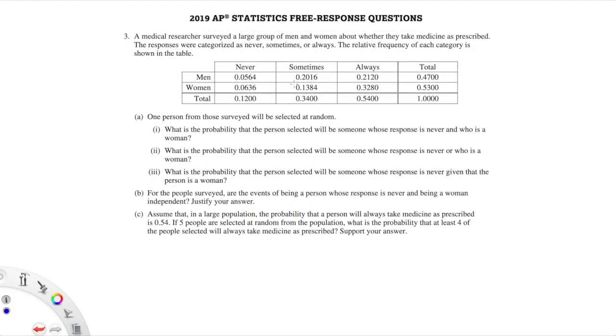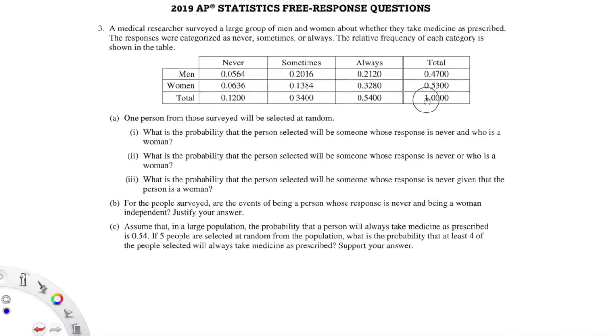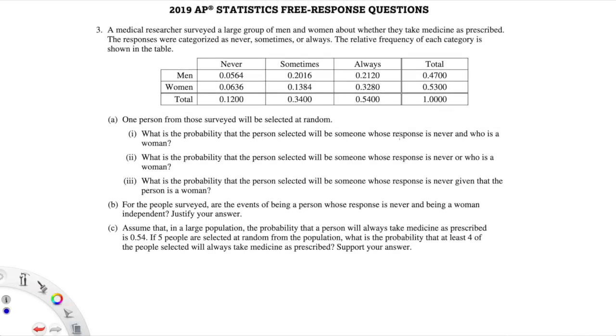All right, now question 3 here gives us a table of men versus women, and whether they take their medicines never, sometimes, or always. They ask us a bunch of probability-related questions about it, so let's jump right into it. What is the probability that the person selected will be someone whose response is never and who is a woman? So that's going to be an AND probability, right? So it's got to be an intersection of both. So never, right? And woman, that's going to be this one right here. So the answer is going to be 0.0636.